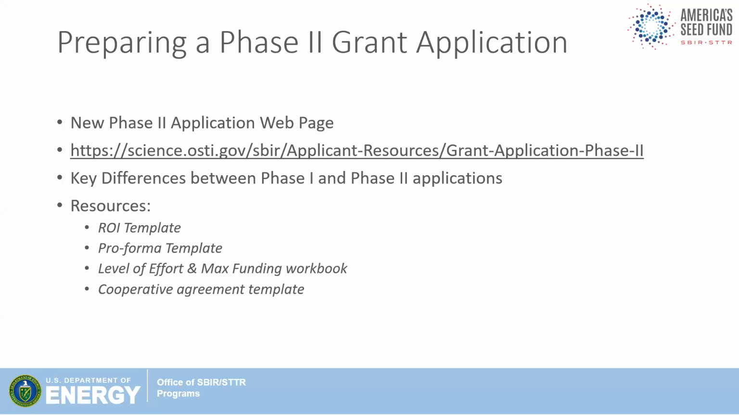We do have a level of effort worksheet out there as well to help you make sure you're still compliant with the level of requirements for SBIR and STTR. And then another new thing to be aware of is that some of you, if you're funded by certain programs, this is outlined in the funding opportunity announcement, your phase 2s would be cooperative agreements instead of grants.